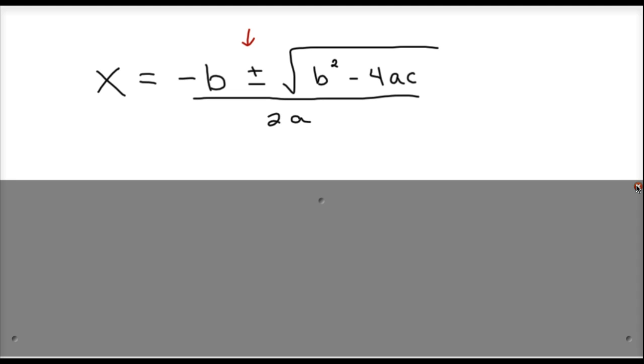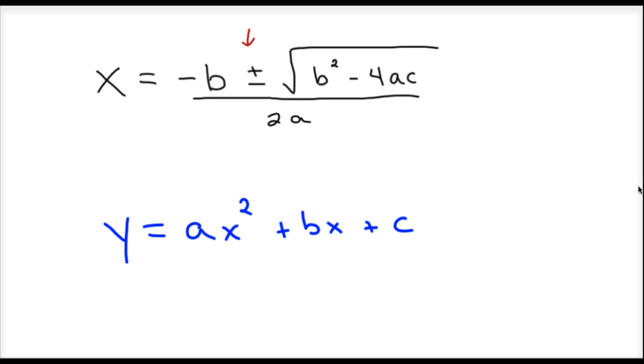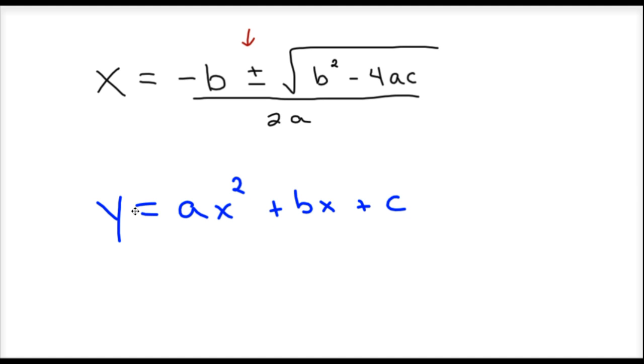Where are we getting these terms from? A, b, and c. We have our trinomial here, ax squared plus bx plus c. Your leading coefficient, the coefficient in front of your x squared, is your a. The coefficient in front of your x is your b. Your last coefficient is c. Let's take a look at an example.